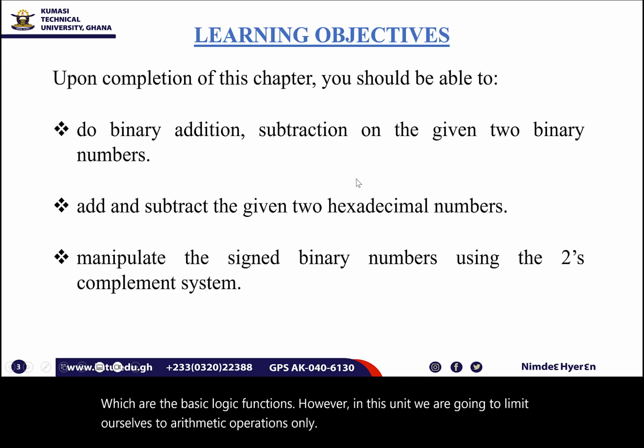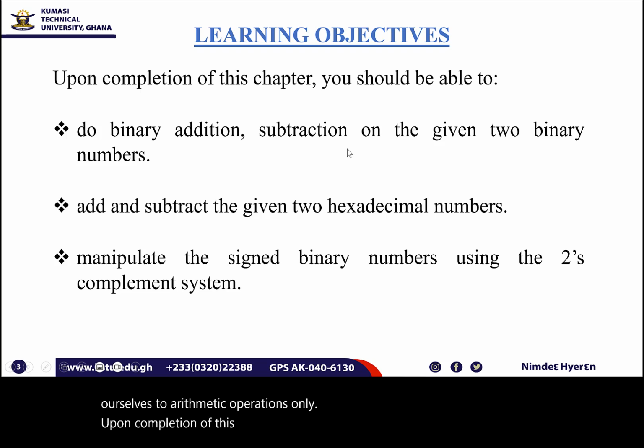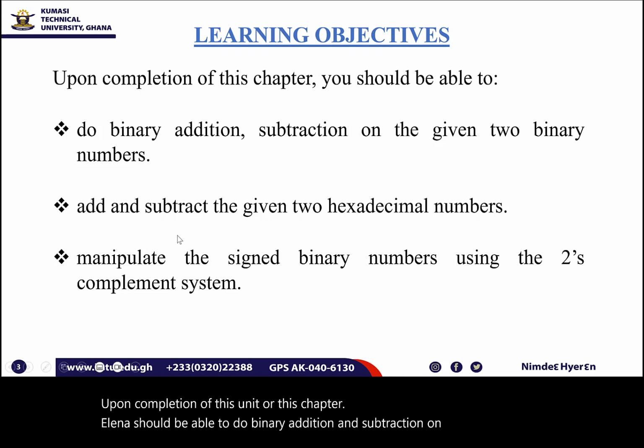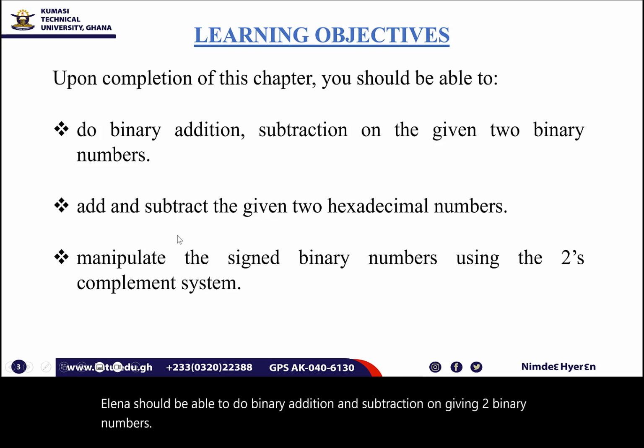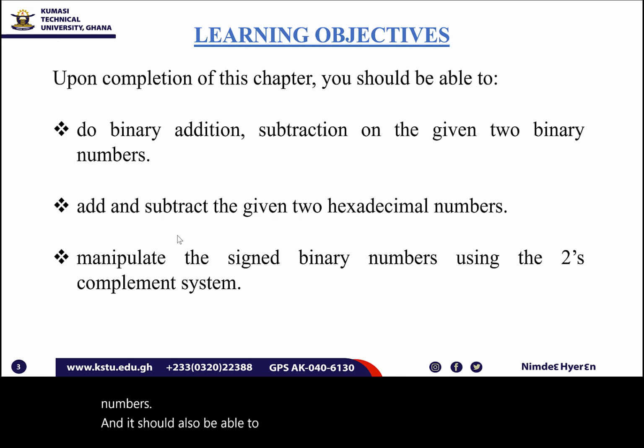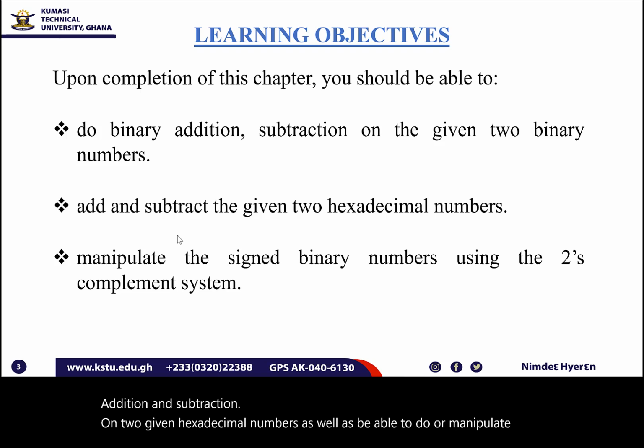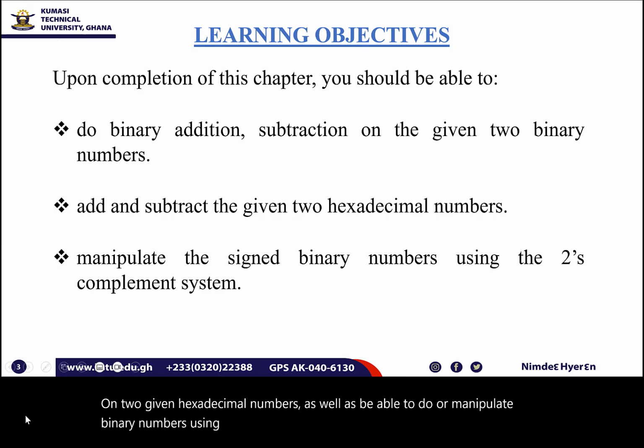Upon completion of this unit or this chapter, a learner should be able to do binary addition and subtraction on given two binary numbers. And they should also be able to do addition and subtraction on two given hexadecimal numbers, as well as be able to manipulate binary numbers using the 2's complement.